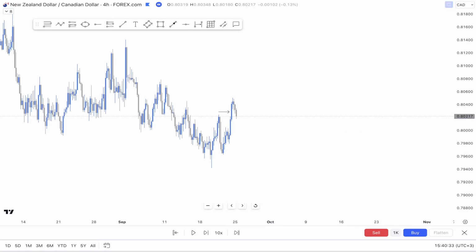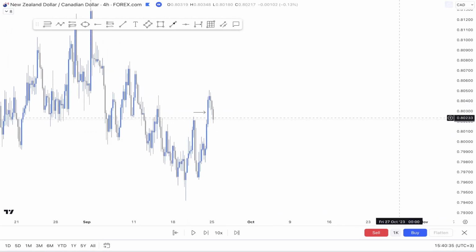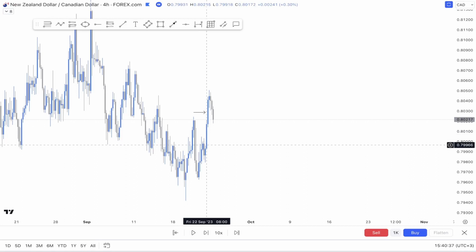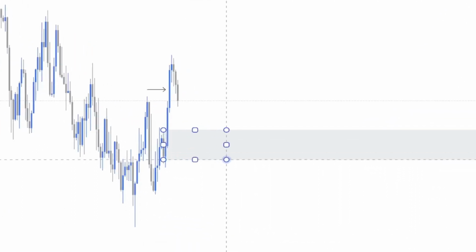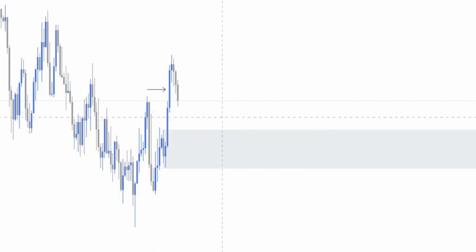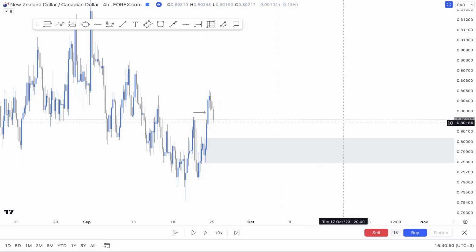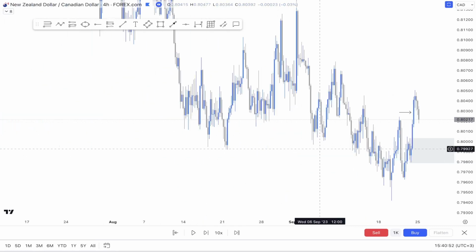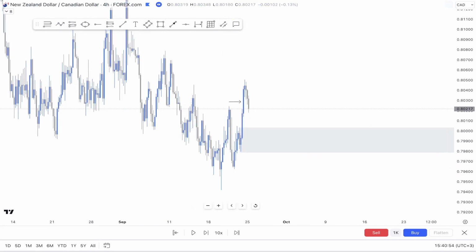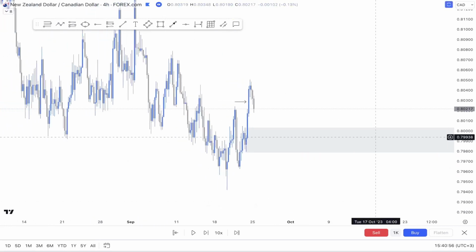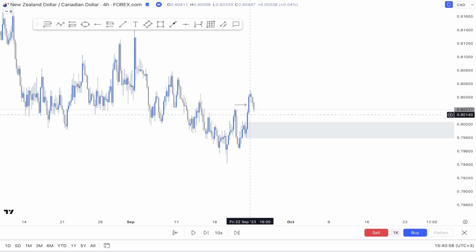If we zoom in very closely, we can see that we have a very clear imbalance right here. And I saw this unmitigated demand level. We can see that its wick doesn't overlap with the low of the third candle. We have a huge imbalance, which showed me that price impulsively broke structure to the upside. So this was the first thing I saw.